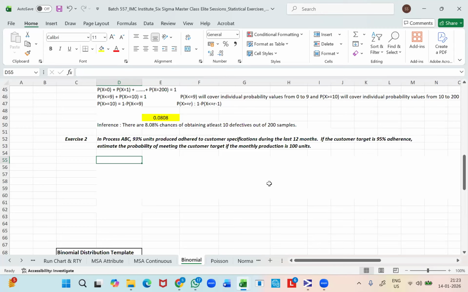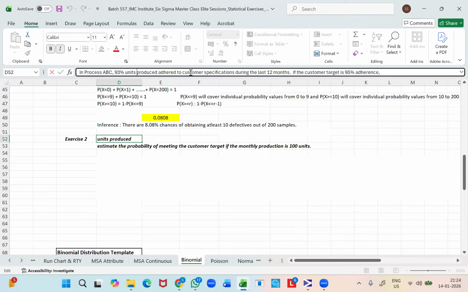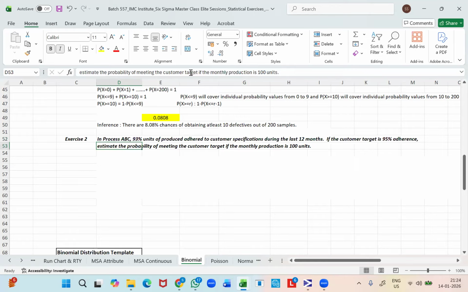So this is a practical scenario that you would face in your own process as well. What is the scenario? In process ABC, 93% of the units produced adhere to the customer specifications during the last 12 months. That means 93% is the accuracy percentage. When I say 93% adhere to the customer specifications, it means 93% is the accuracy percentage. This is the historical performance data that we have.